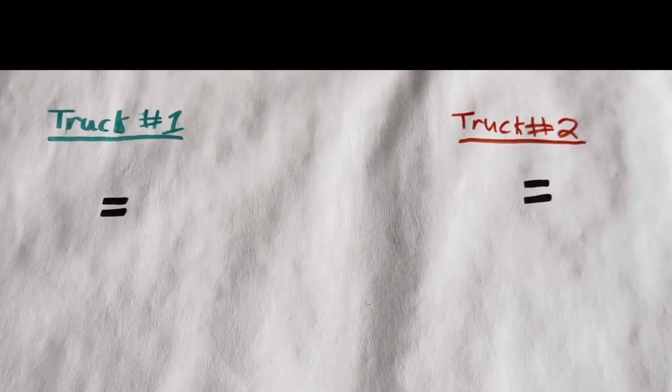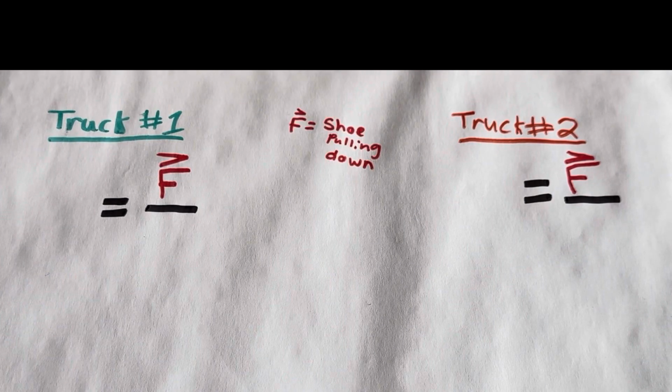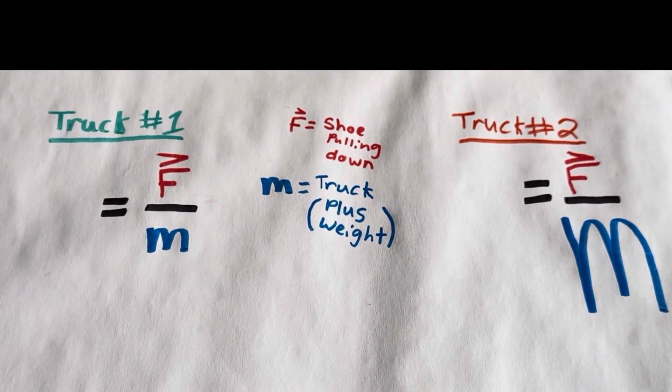To help visualize this, I've written it down in this equation. The pulling force of the shoes is equal, so the force is the same on both sides. Since I added weight to the second truck, I'll draw the mass bigger on this side. When we divide the force by the mass, we'll find that the acceleration of truck number 1 was greater.